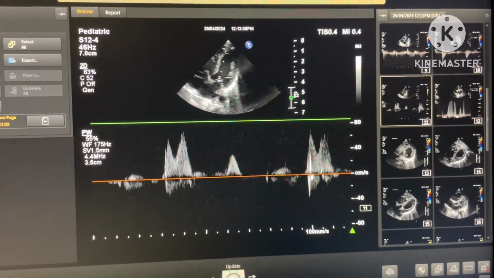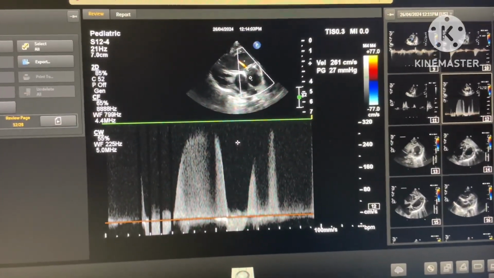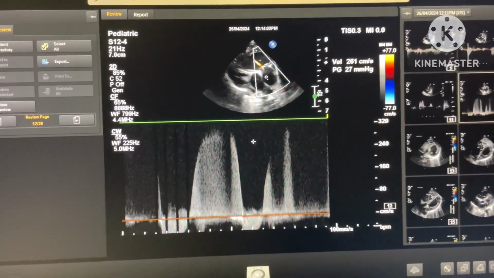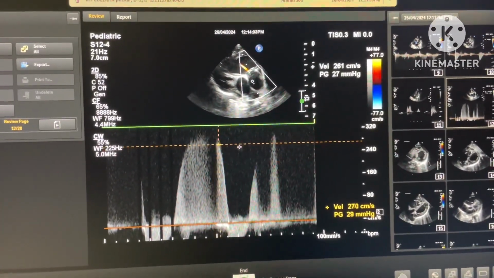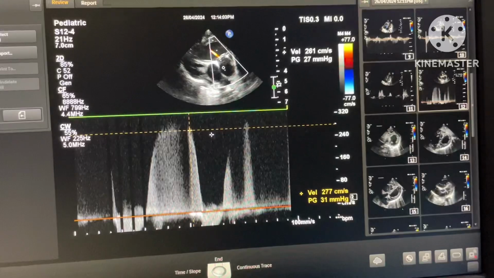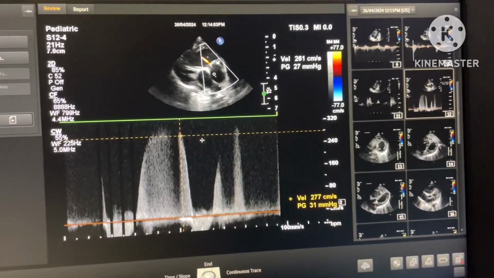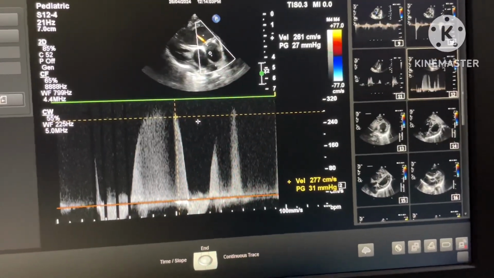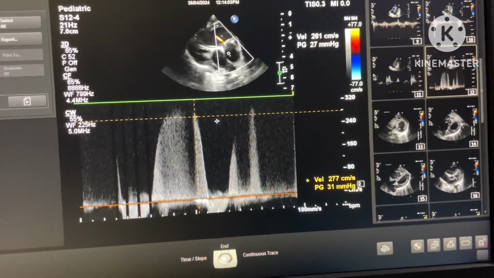At the same time, this baby also had persistent pulmonary hypertension of the newborn. You can see the flow across the pulmonary valve. This is the pulmonary regurgitation jet, and this velocity is the pulmonary artery diastolic velocity. You see the end diastolic velocity is 2.7 meters per second, and the peak gradient is 31, and the diastolic gradient is 31 millimeters of mercury. Whenever you see an end diastolic gradient of more than 16 or a velocity of more than 2 meters per second, the case is likely to have severe pulmonary artery hypertension.